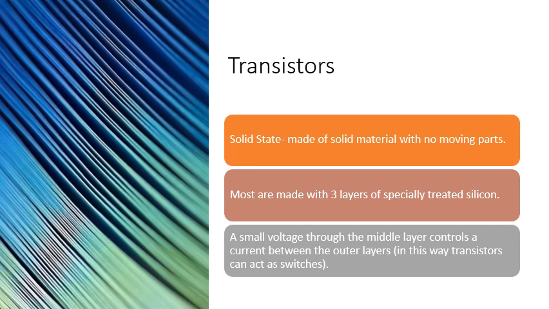Okay, most are made with 3 layers of specially treated silicon, and we learned that silicon is an element that we find on the periodic table on the staircase. So it exhibits properties of conductors and insulators. So it's a very important element that's used in microcircuits, in your computer, for example. A small voltage through the middle layer controls a current between the outer layers, and this way transistors can act as switches. Okay, so that's just how they work.